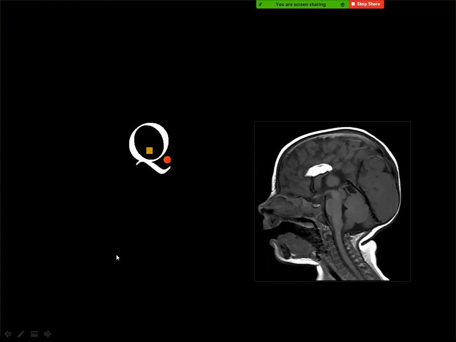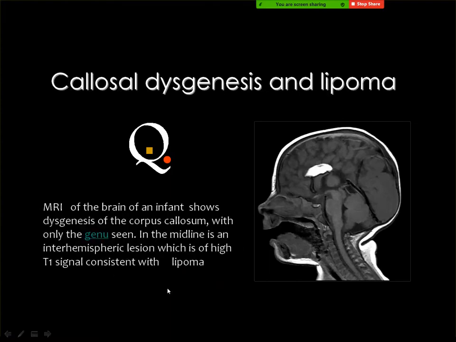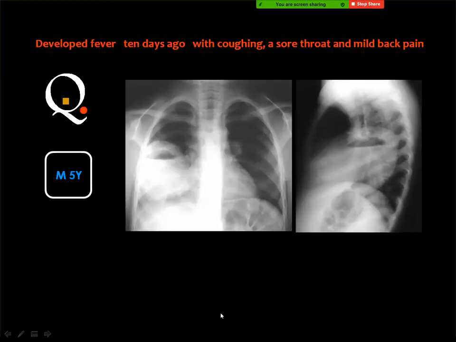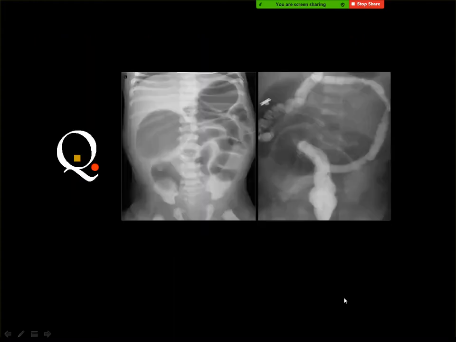Lipoma. Corpus callosum. Yes, and this is corpus callosum lipoma, and also you do not see the rest of the corpus callosum, the splenium and part of the posterior body. It is also dysgenesis. Abscess. Yes, abscess. Yes, okay.